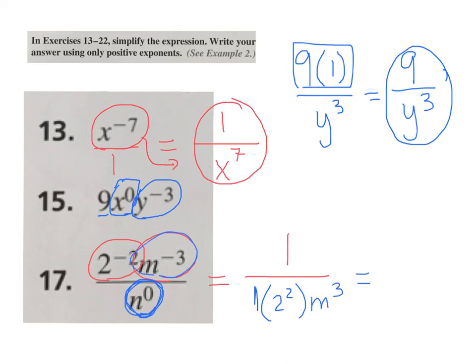And so my final answer is going to be 1 over 2 squared, which is 4, so I've got 1 over 4 times m cubed, which would be 4m cubed. And so this is my answer.